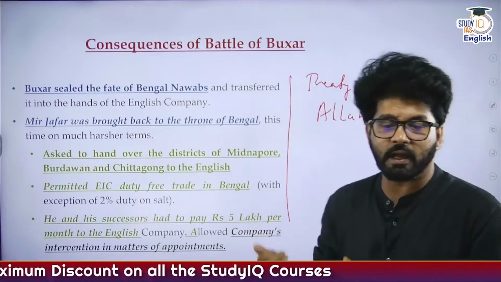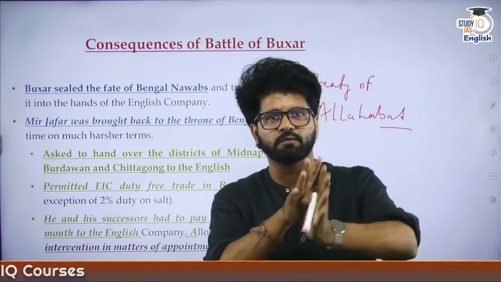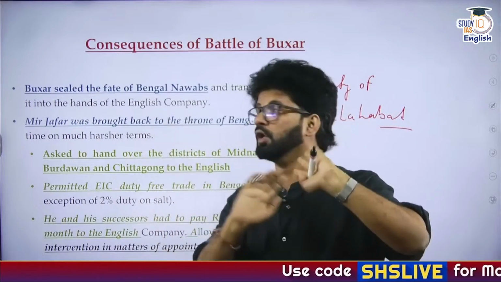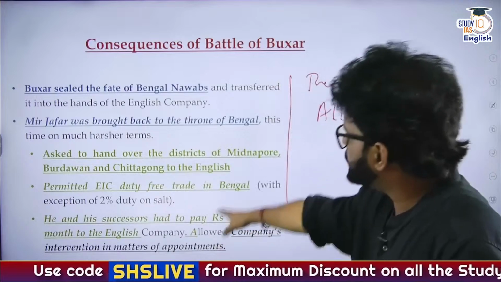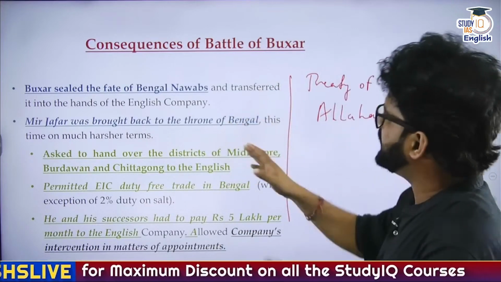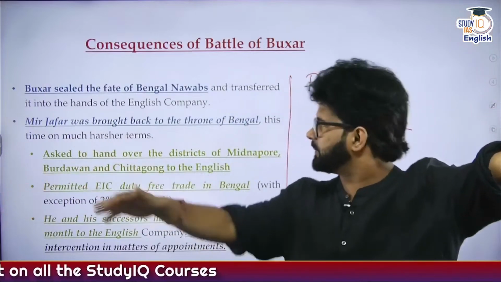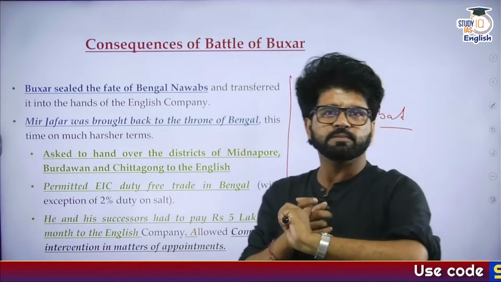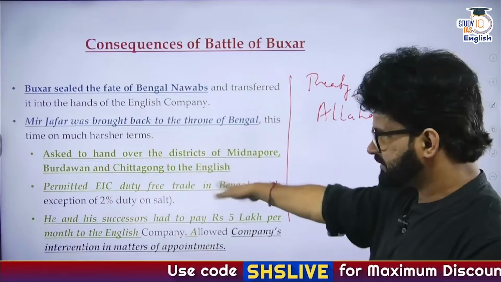Here, the Treaty of Allahabad is there. And we'll see there are 2 treaties of Allahabad. One was done with Shuja-ud-Daula, the Awadh ruler, and the second was done with Shah Alam II. How it happens, we'll talk about this. So Mir Zafar was brought back to the throne, asked to hand over the districts. Mir Zafar was initially there, then he was replaced by his son-in-law Mir Qasim, and when Mir Qasim did not work according to the whims and fancies of Britishers, Mir Zafar came back. Asked to hand over the districts, you can read it.